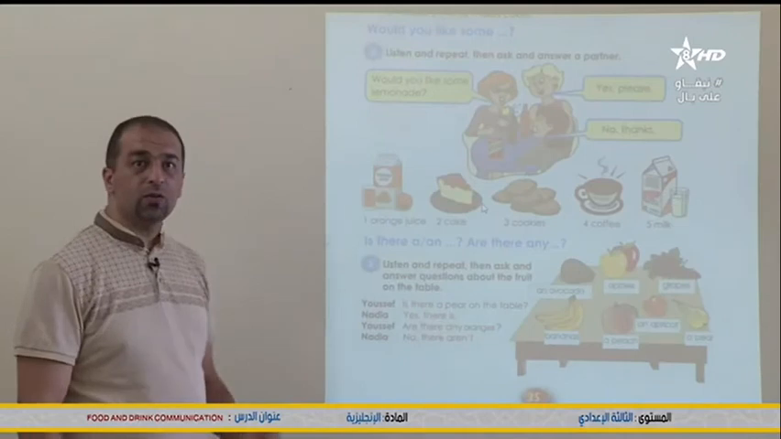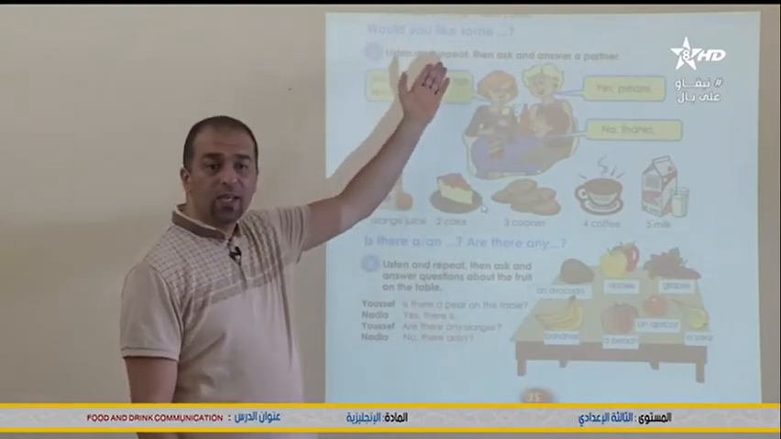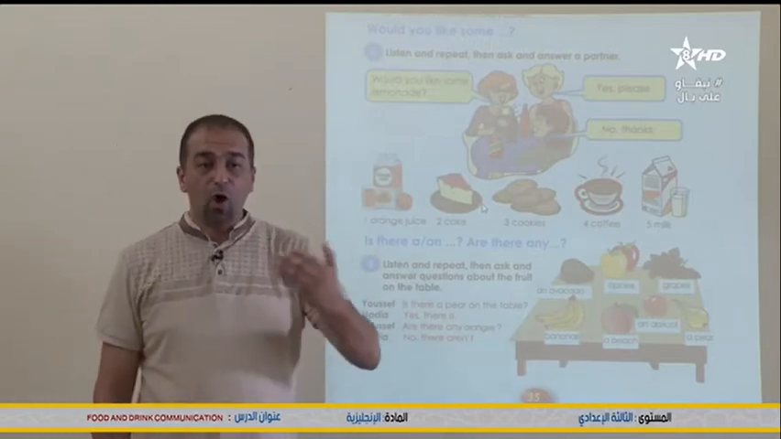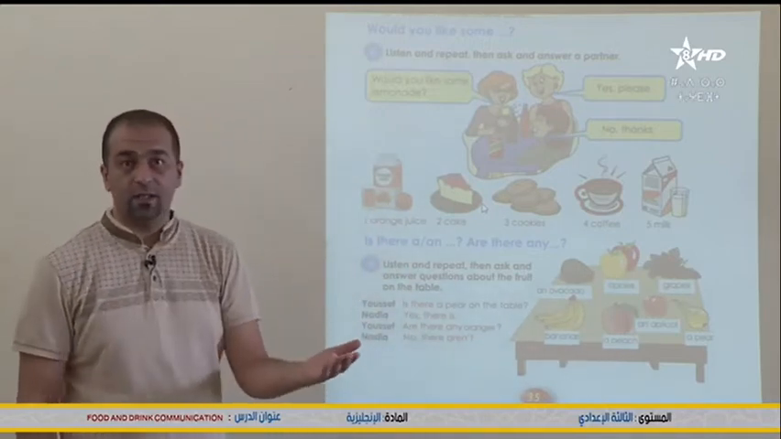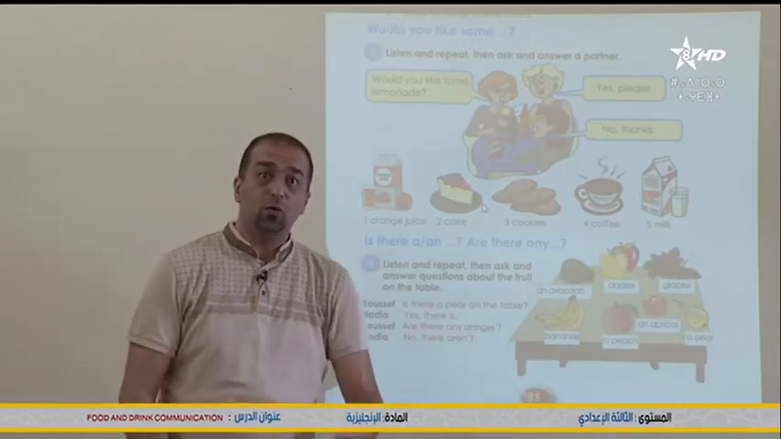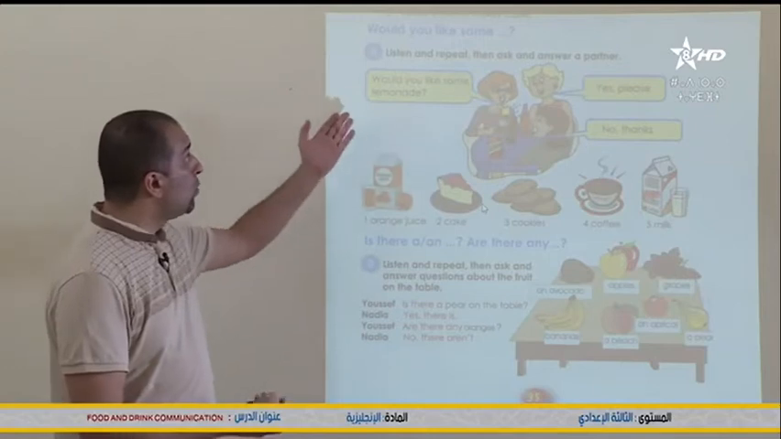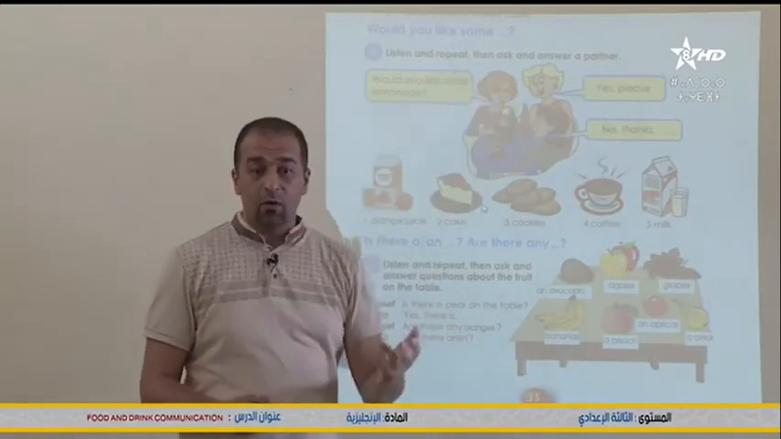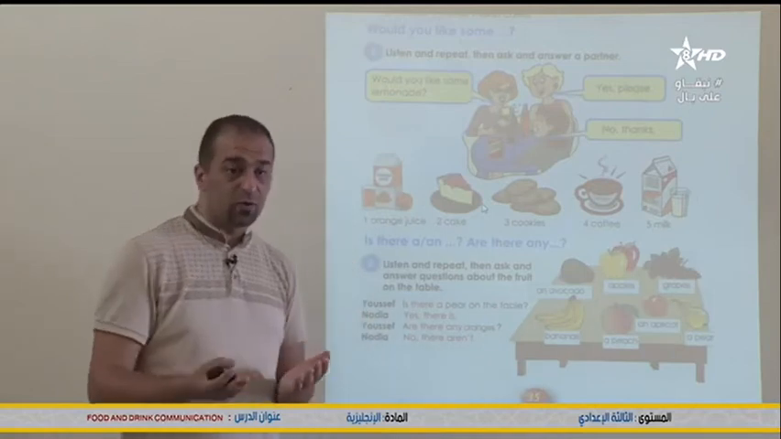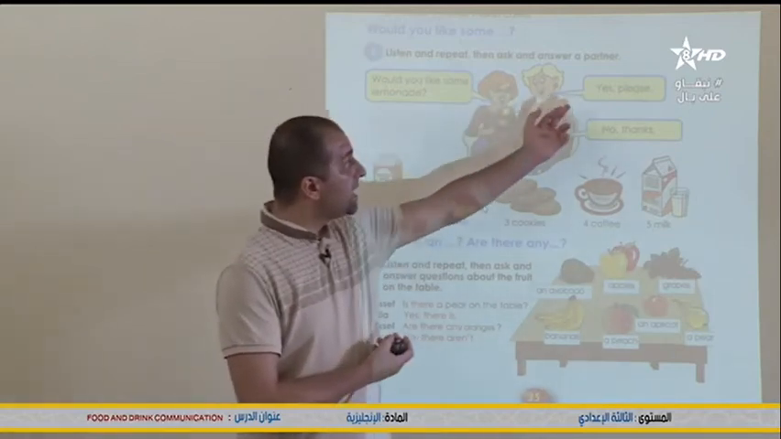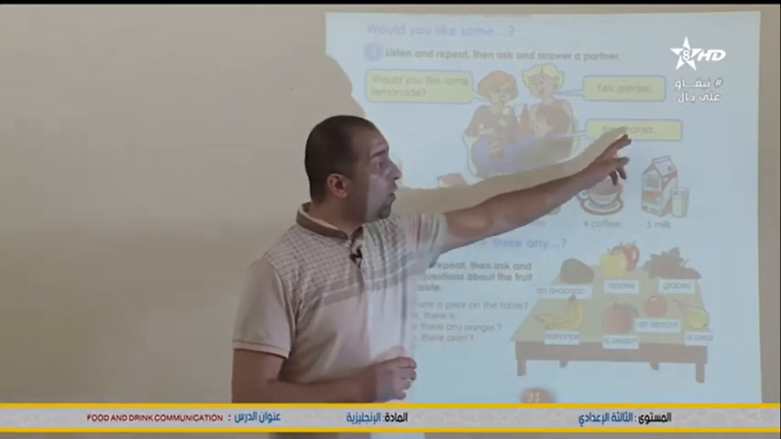So exercise 2, it's about would you like some? And when you say this expression, it's offering. Like when your friends visit you at home, you present them something to eat or to drink, and you say, would you like some? So here you have two answers. Either they accept or they refuse. When they accept, they say, yes, please. But when they refuse, they say, no, thanks.